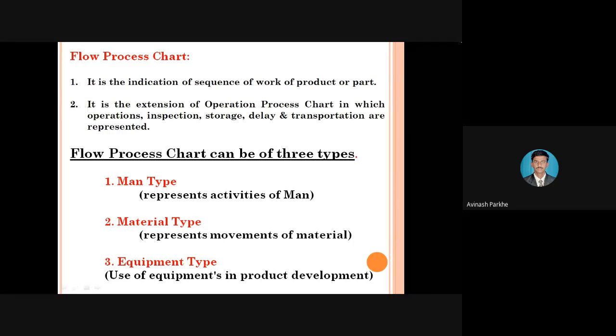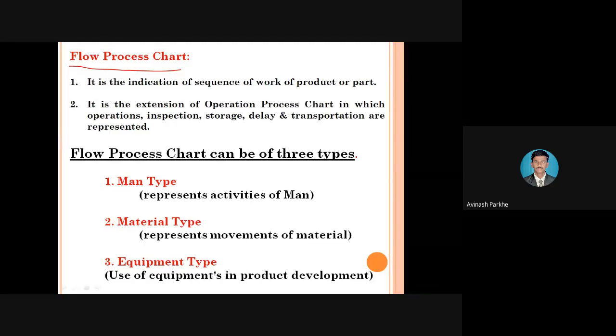But through this operation process chart, you will not get an idea of where that particular work is going on, whether it is in the production department, or the design department, or the inspection department, or the R&D department. Such information you will not get through this chart. In addition, who is performing those operations and who is performing those inspections, that information you also will not get through this chart. That means there is one limitation. In order to avoid such limitations, the next chart was developed, which is called the flow process chart.